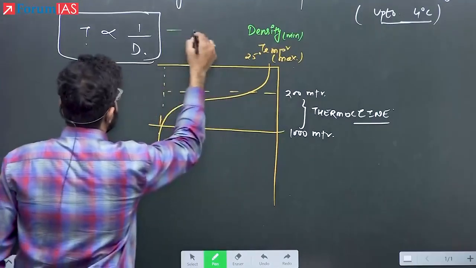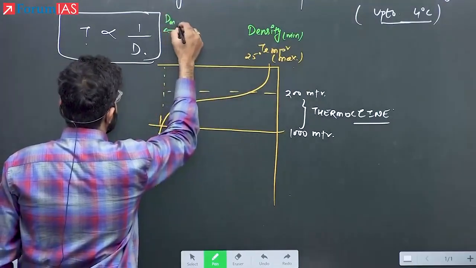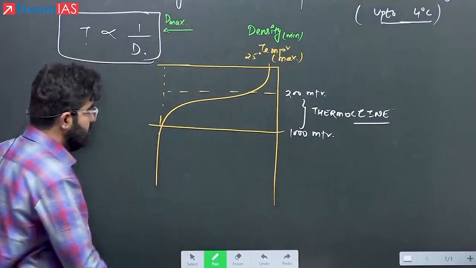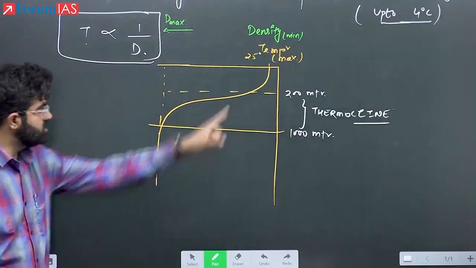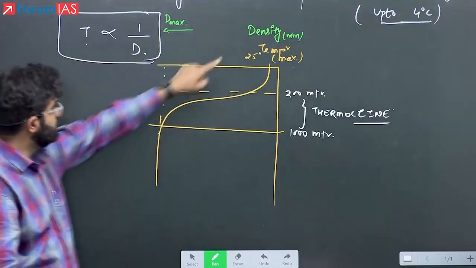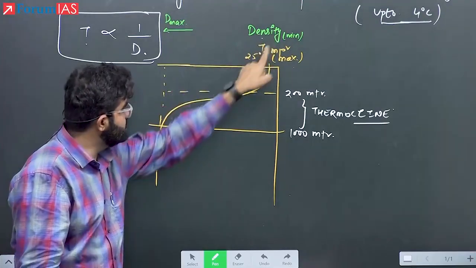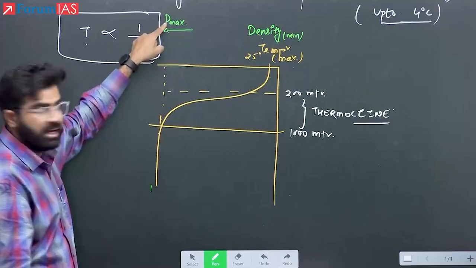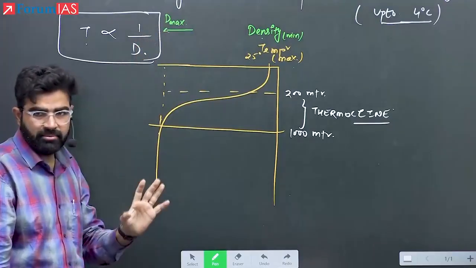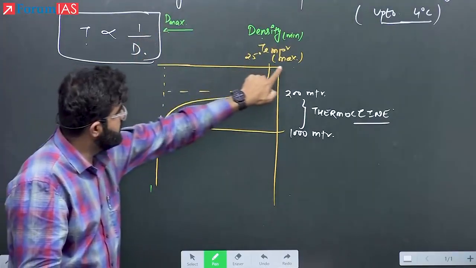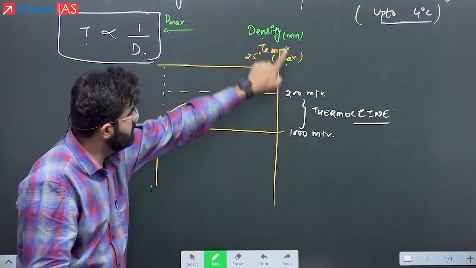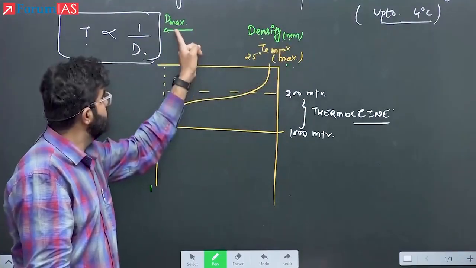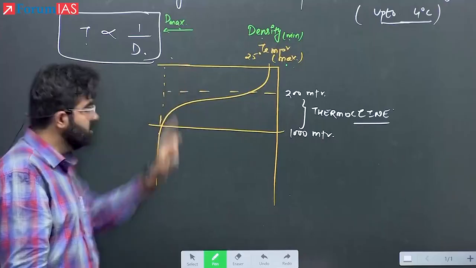And density would be maximum here. So the graph would be the same, yes or no? Yes, this would be the graph, but you will read the readings in this manner. Density is minimum, density is increasing, and here the density is maximum. The graph would be exactly the same, but I have replaced the words maximum and minimum. So this is the change.